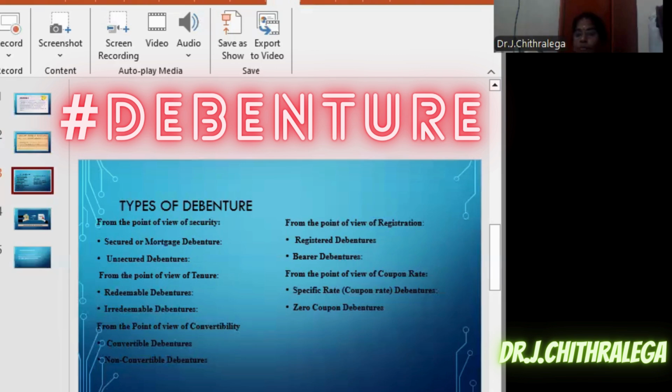From the point of view of tenure, you can classify debentures into redeemable debenture and irredeemable debenture. A redeemable debenture can be repaid within a stipulated period of time, and an irredeemable debenture does not have any fixed period of redemption. These debentures are redeemable only at the time of winding up.